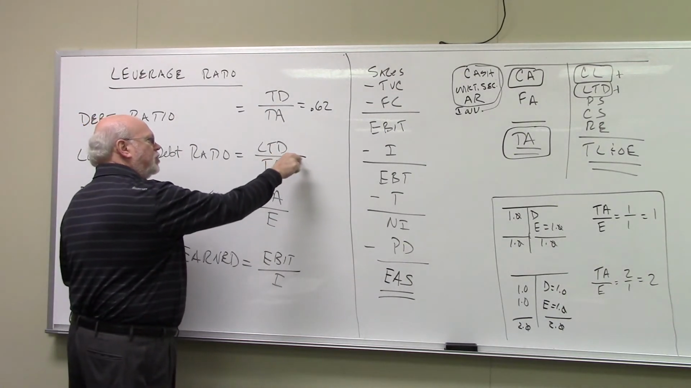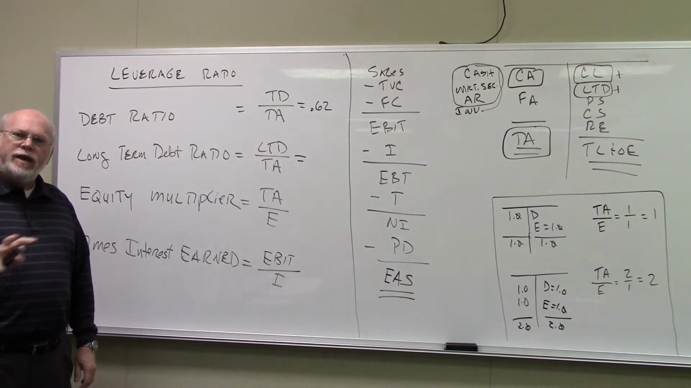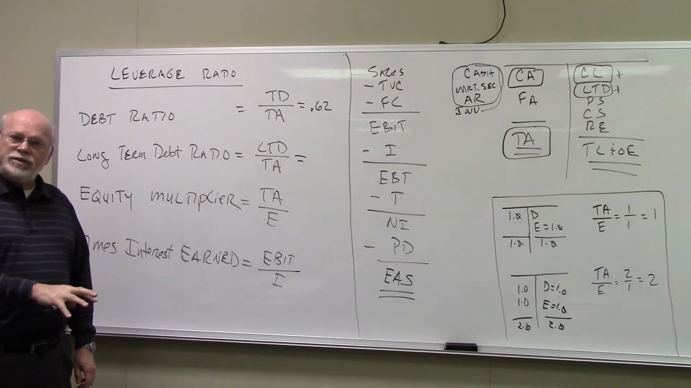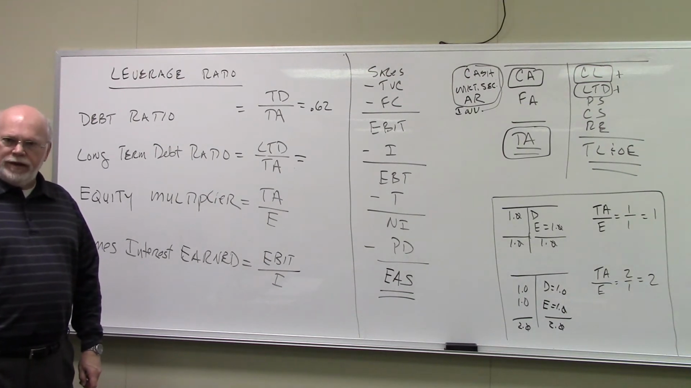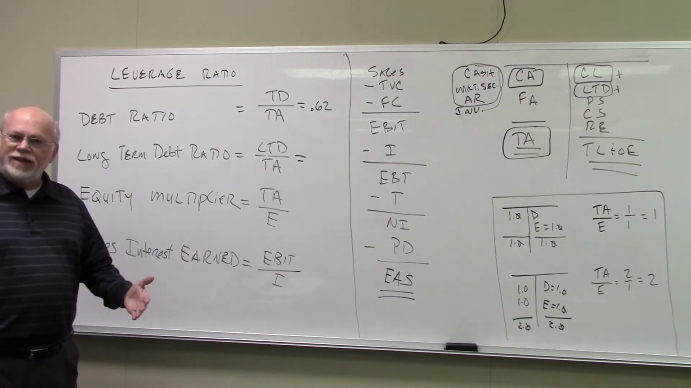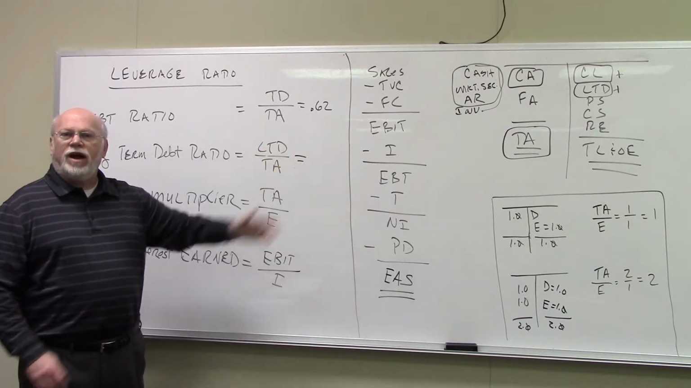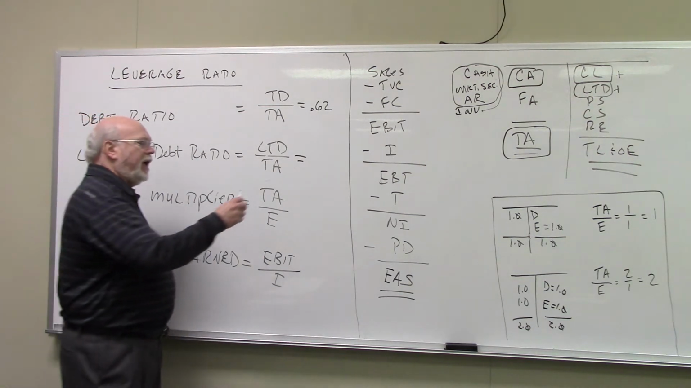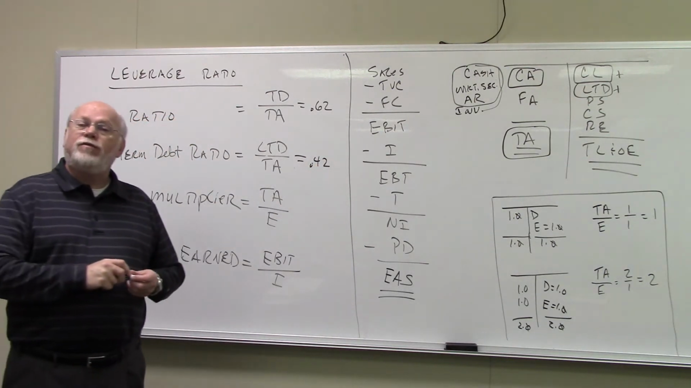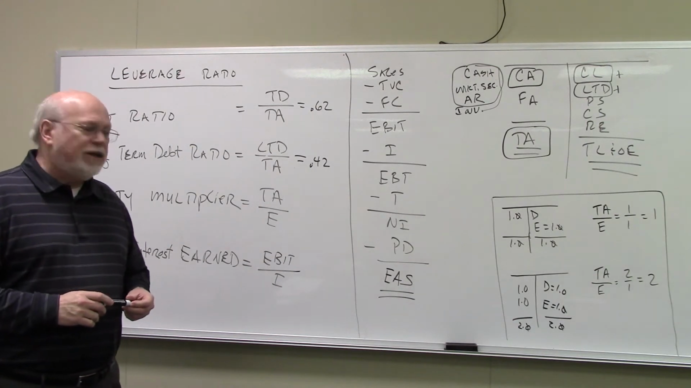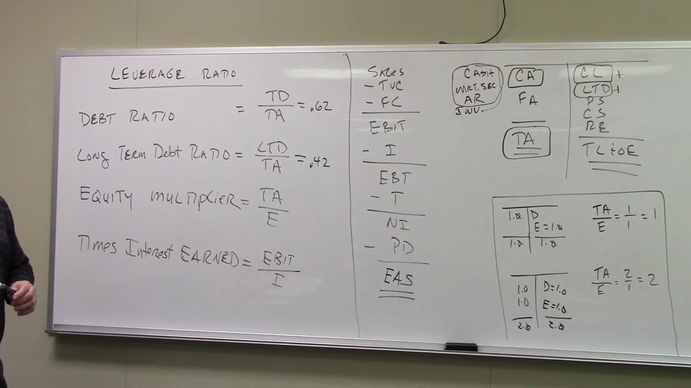Another common leverage ratio is called the long-term debt ratio, and it's defined as long-term debt divided by total assets. The only thing in the numerator is long-term debt, no current debt. So this looks at the long-term financing of the company's assets. If you took the long-term debt off the balance sheet and divided by the total assets, and it came out to be 0.42, well, that's the decimal equivalent of 42%. And what that means is that 42% of the assets of the firm are financed by some form of long-term debt.